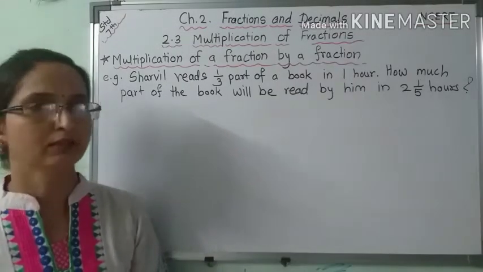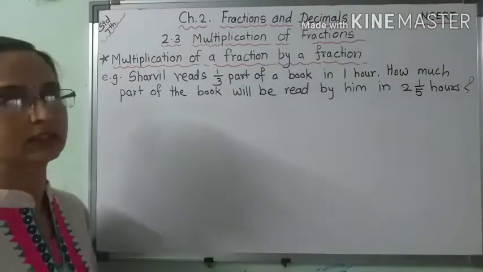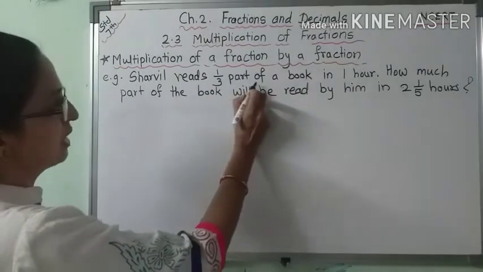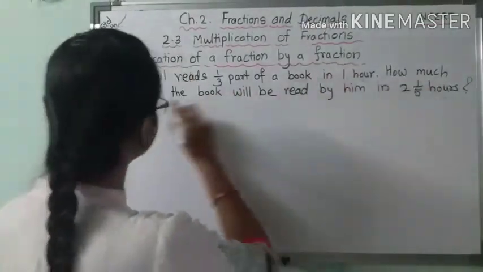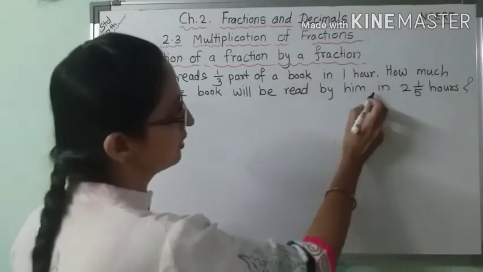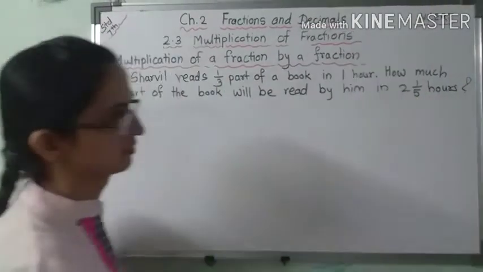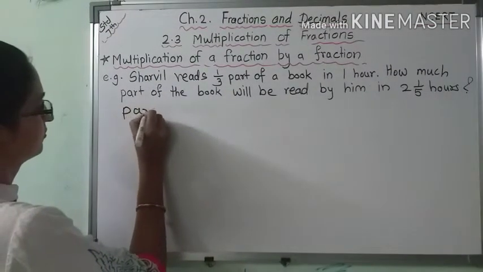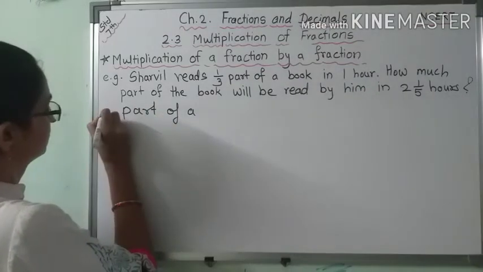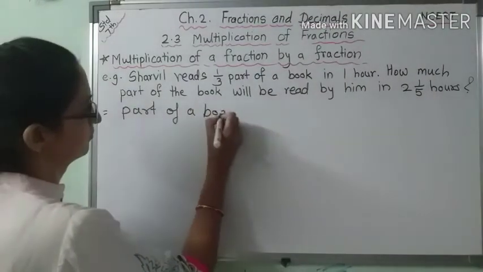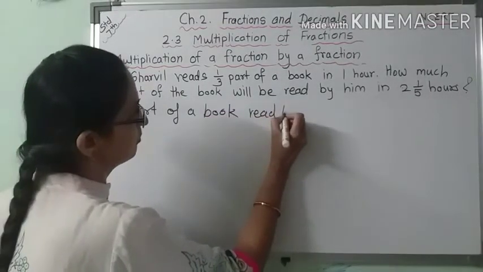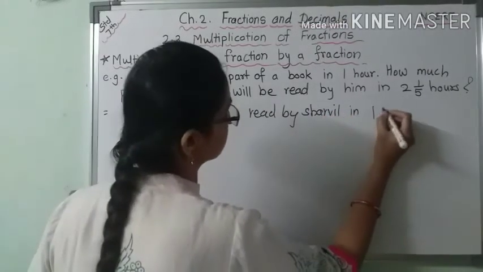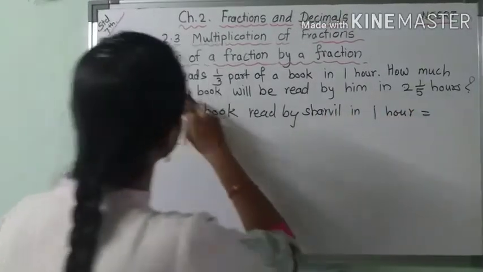Coming to the next topic, multiplication of a fraction by a fraction. Let us directly come to the example. Sharvil reads 1/3 part of a book in 1 hour. How much part of the book will be read by him in 2 and 1/5 hours? Here, what is given? Part of a book read by Sharvil in 1 hour is 1/3.